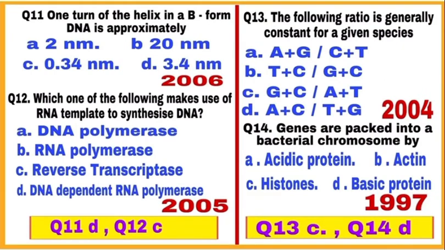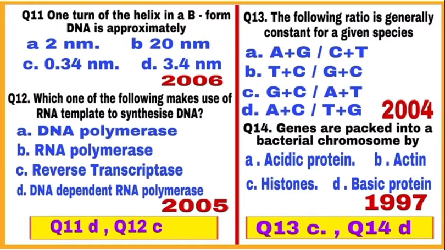Question 11. One turn of the helix in a B-form DNA is approximately. Double helical DNA structure में इसका diameter होता है 20 angstroms and one turn has a distance of 34 angstroms which is equal to 3.4 nanometer. इसके अलावा एक और इम्पॉर्टेंट पॉइंट नोट कीजिए, 10 बेस पेयर्स प्रेजेंट होते हैं इन वन टर्न एंड 2 बेस पेयर्स के बीच का डिस्टेंस होता है 0.34 नैनोमीटर. सो करेक्ट आंसर इज डी, 3.4 नैनोमीटर. मार्क डी एज अ करेक्ट आंसर फॉर द गिवन क्वेश्चन.